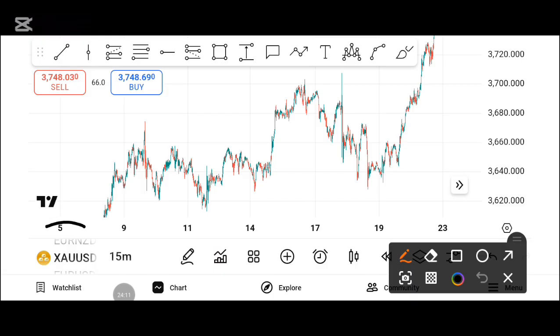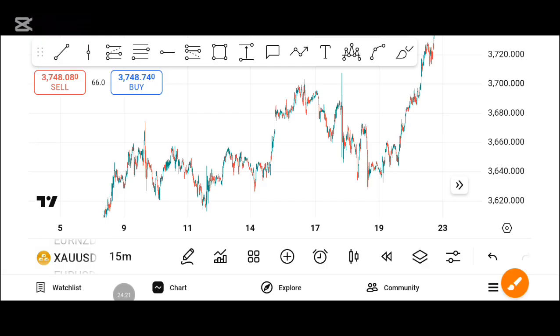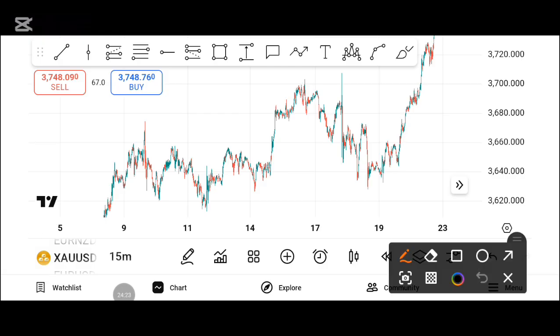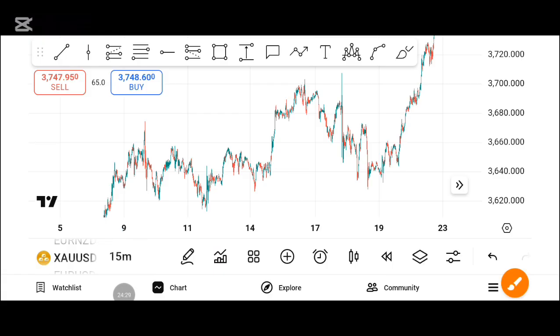Look at it here, this is XAUUSD, and this is on the 15 minutes. Alright, so let me just quickly show you something. This is your time frame.